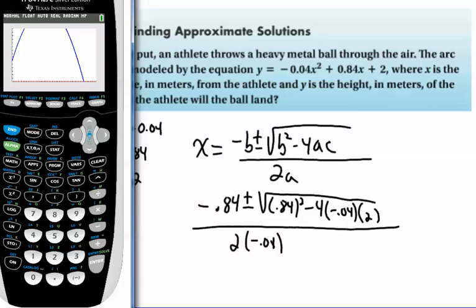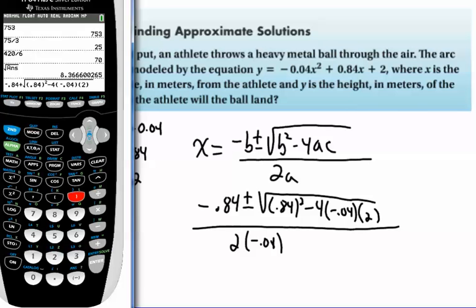Okay, so to do this the right way, I've got to use my calculator here. I'm going to go negative 0.84, plus the square root of 0.84 squared minus 4 times negative 0.04 times 2. I get this answer. And then I'm going to divide it by, in the denominator, 2 times negative 0.04.